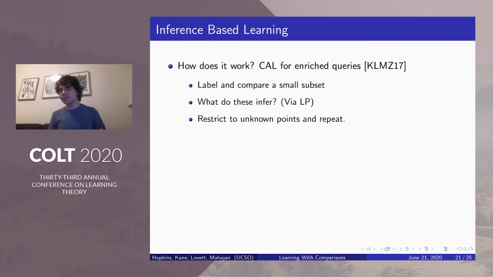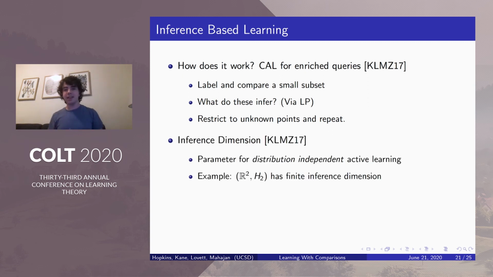So how long does this take? How many queries does it take? Well, to analyze this, we need to bound the coverage of the LP. We need to bound how likely it is that the LP actually does infer whether a point is positive or negative. And in 2017, Kane, Lovett, Mahajan, and Zhang introduced a complexity parameter called Inference Dimension that exactly bounds this quantity. The idea is that if you're working over a class like half spaces in R2 that have finite inference dimension, then they prove that you can draw a small subsample and that the LP for this small subsample will have constant coverage with constant probability.